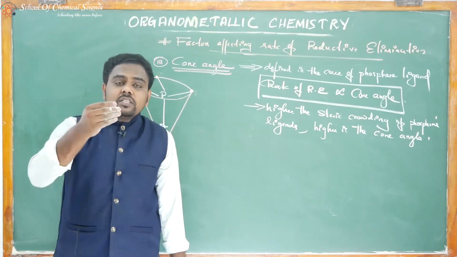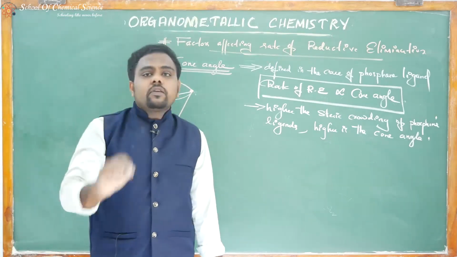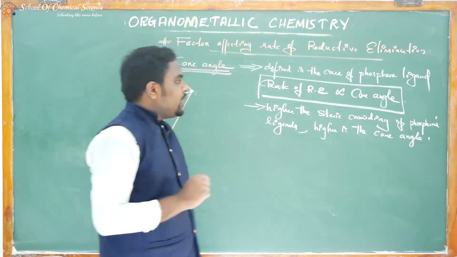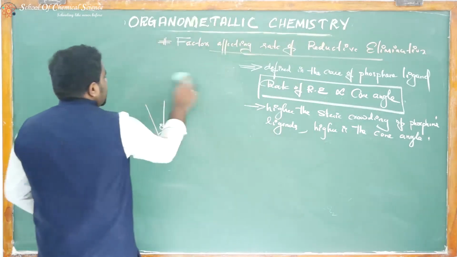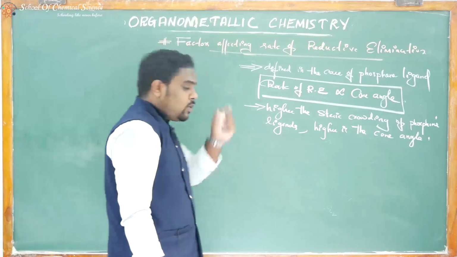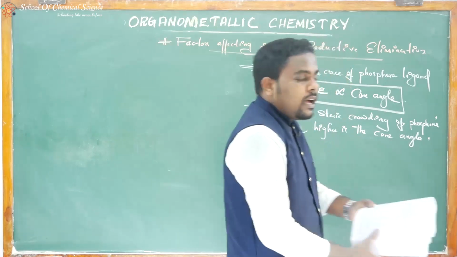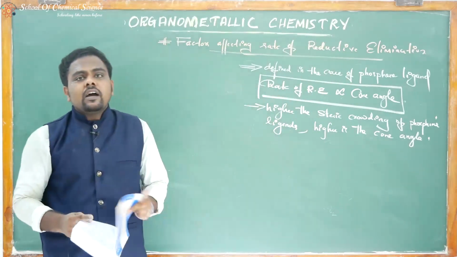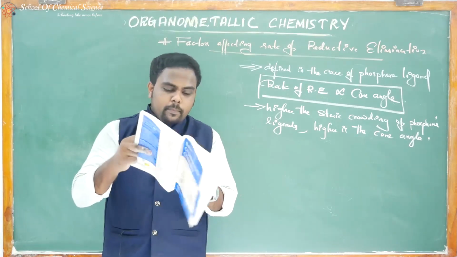So you have to familiarize the theta values of some popular phosphine ligands. The theta values are given in B.D. Gupta. Then only in a question can you compare which one has the highest steric crowding. Higher the steric crowding, higher is the cone angle. That data is given in B.D. Gupta, so you have to compare that.